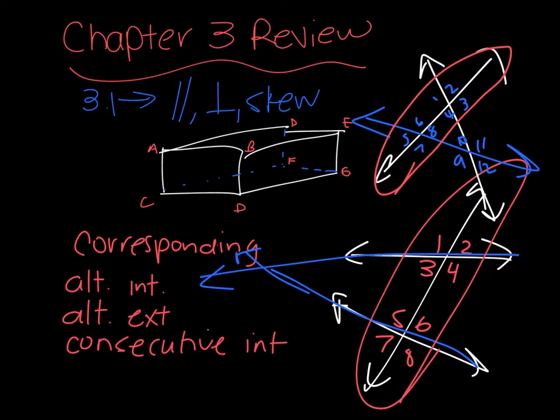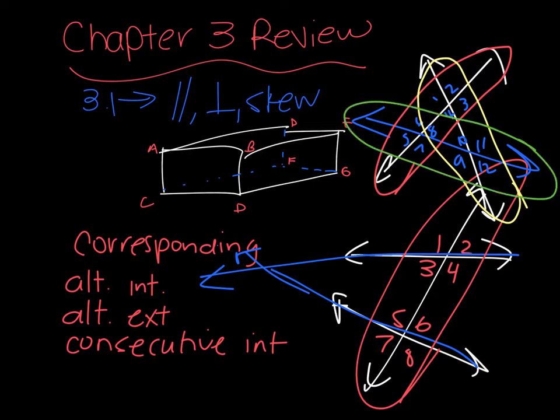You could look at it that way. Or I could say the white is the transversal. And so 1 corresponds to 10, 2 to 11, 9 to 4 and 3 to 12. Okay? And then I could even go the other way and say that this is my transversal. So when you have a diagram like that, my biggest piece of advice is cover up what you don't need. Turn your paper. Make sure you can look at it the right way.